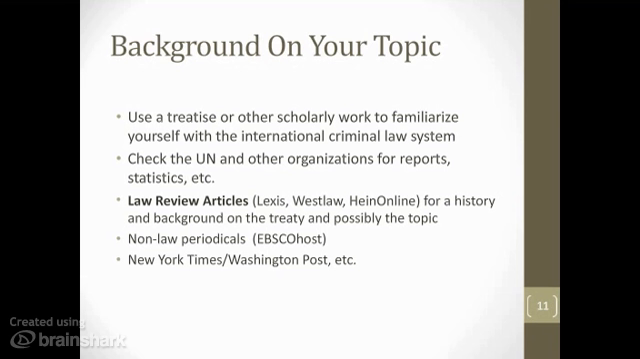Don't discount the law review articles. They're available for you full text, Lexis, Westlaw, and Hein Online. They often give you a history and background of the treaty and possibly the topic. They deal with current events and other hot topics. And they also cite to every source. And so it's a lot easier to find a treaty with a citation than without.